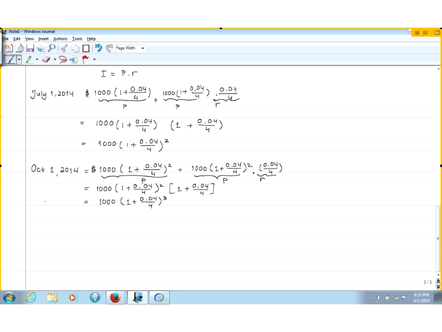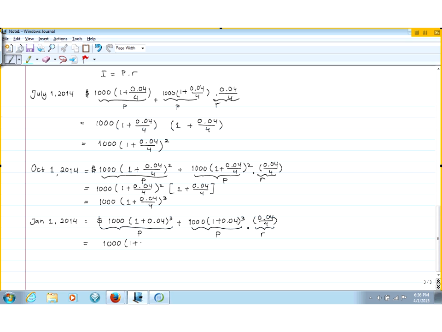Okay, now that's October. The last time it is compounded will be January 1st. So how much does Claudia have? Well, this 1,000 times 1 plus 0.04 over 4 raised to the third power will be her principal. But she invested the amount for 3 months, so she will earn the interest, which is this principal again, multiplied by the rate, and the rate is the same thing, 0.04 over 4.